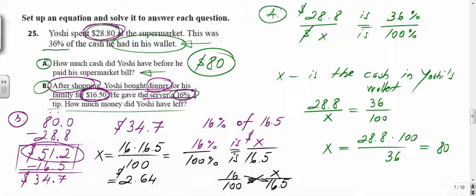To find how much money Yoshi had left, you will take from 34.7 the 2.64. 4 out of 10 would be 6, 6 out of 6 would be 0, right? Decimal point, 2 out of 4, 2, 3. Yoshi will be left with $32.06. Let me know if I made any mistake. You know that your math teachers are not perfect, they will make mistakes. Let me know. We're moving on.